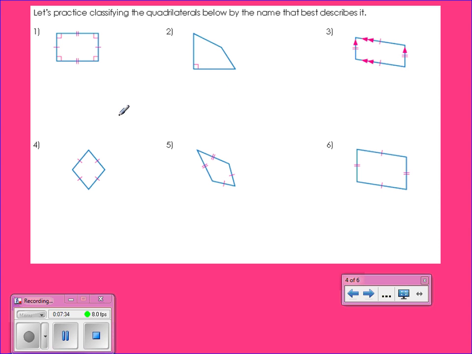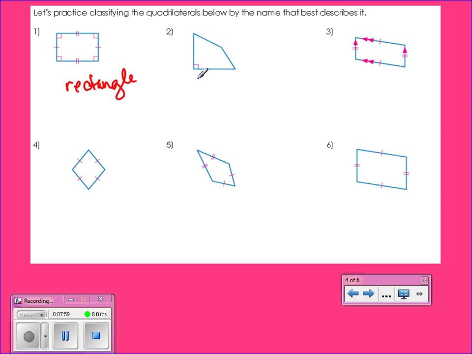Okay, so for number 1, what kind of quadrilateral will this be? Look at your notes. A rectangle. We have 4 90-degree angles, 2 opposite pairs of congruent sides. So that matches our definition for rectangle that was earlier in the notes.